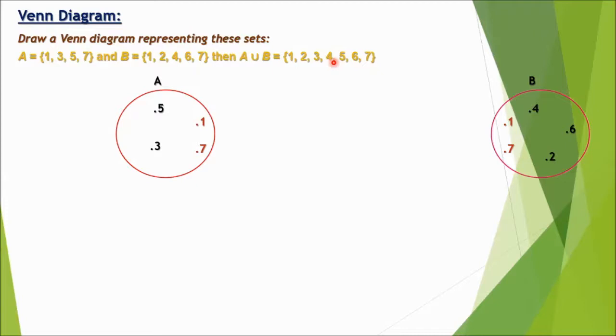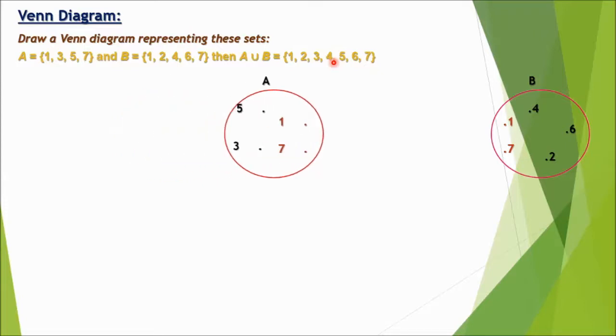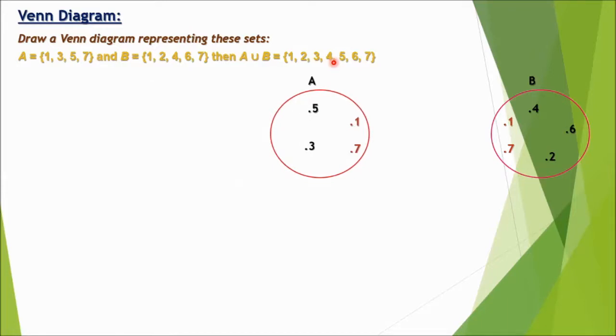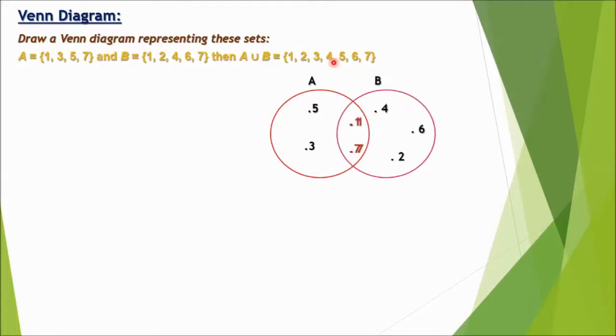Okay, so if there are common elements, then we have to write those elements only once. So let's bring A a little bit closer, and let's bring B a little bit closer. You can see 1 and 7 got overlapped. You have to draw this final figure on your copy. Okay, this is the final figure.